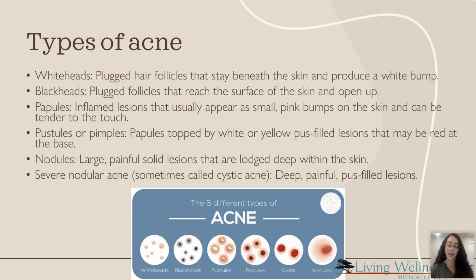So whiteheads are plugged hair follicles that stay beneath the skin, so they produce more of that white appearing bump. Blackheads are plugged follicles that reach the surface of the skin and open up, and the oxygen actually discolors it to make it look more black than the whitehead. Papules are inflamed lesions that are usually small, pink bumps on the skin. Those can be tender to the touch. We covered pimples. And then nodules are typically those solid lesions underneath the skin.